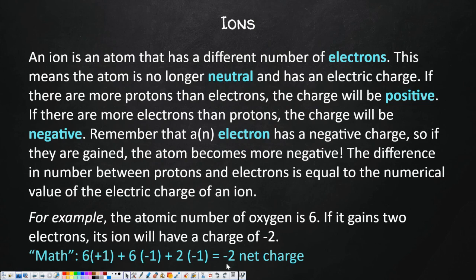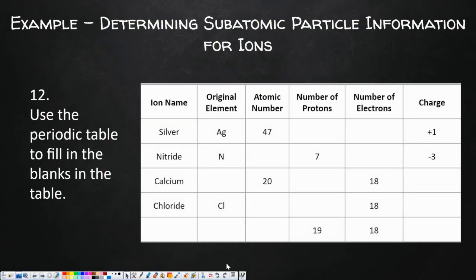So this next set of table questions, what I want you to use now is your periodic table to fill in these blanks. So now we have the number of protons and the number of electrons, and we also have the charge. What do I know, class, about the atomic number and the number of protons? It always has to be the same.